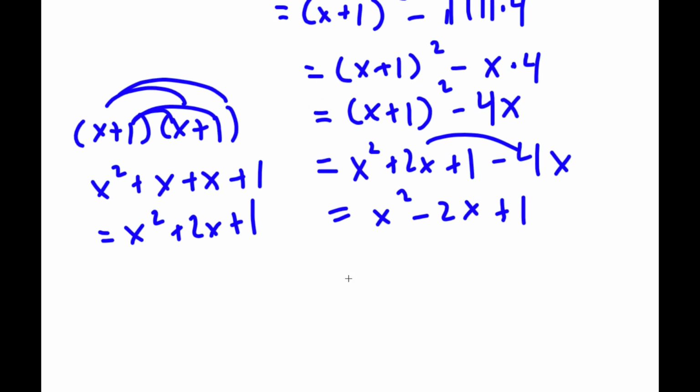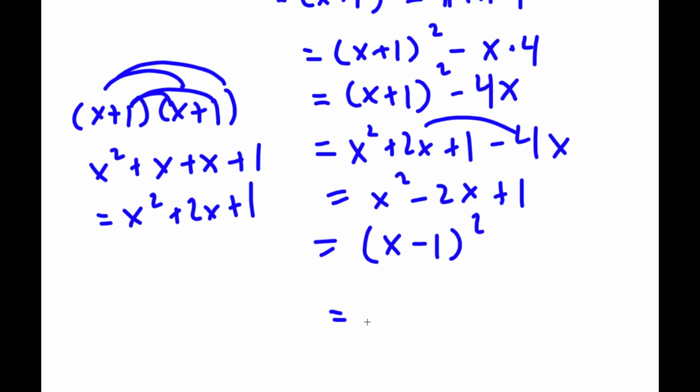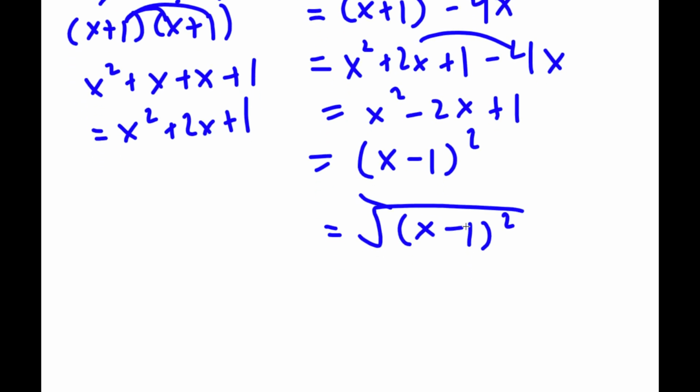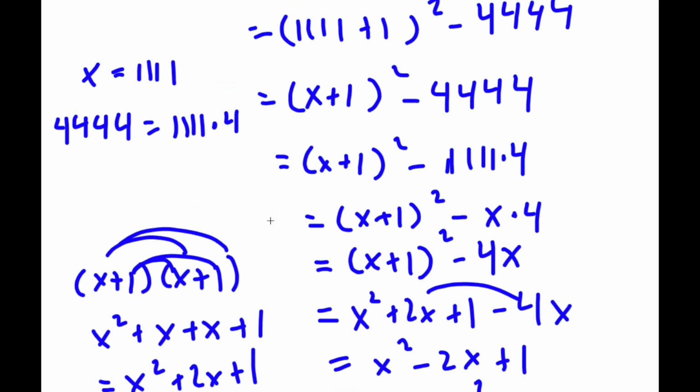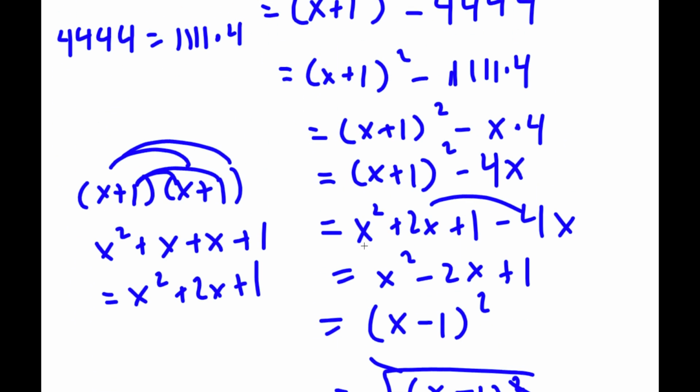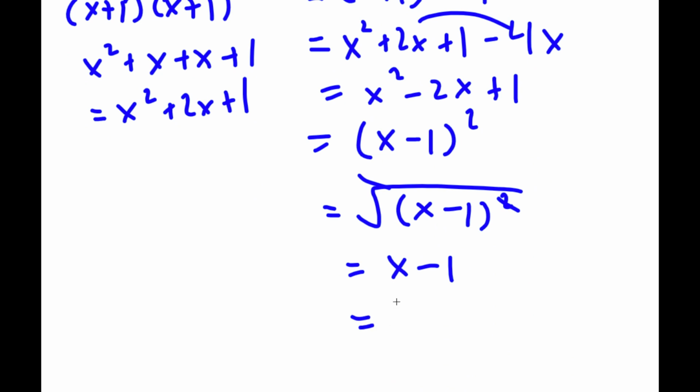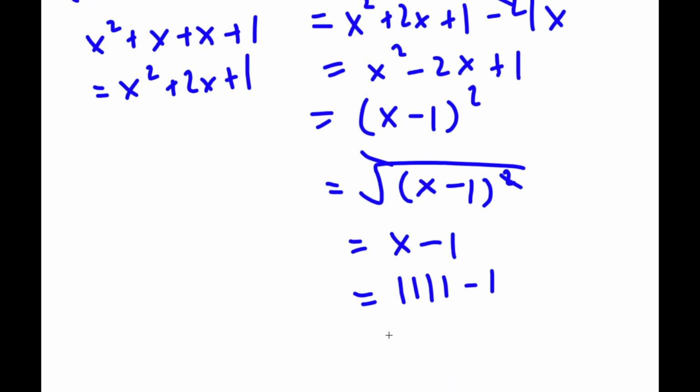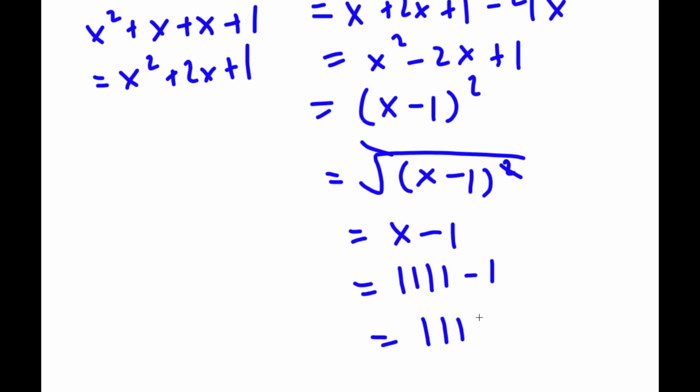And again, this factors into x minus 1 squared. So now we have the square root of x minus 1 squared. These two would cancel out, so we would be left with x minus 1. And remember, x is 1,111. So this would be equal to 1,111 minus 1, which is equal to 1,110.